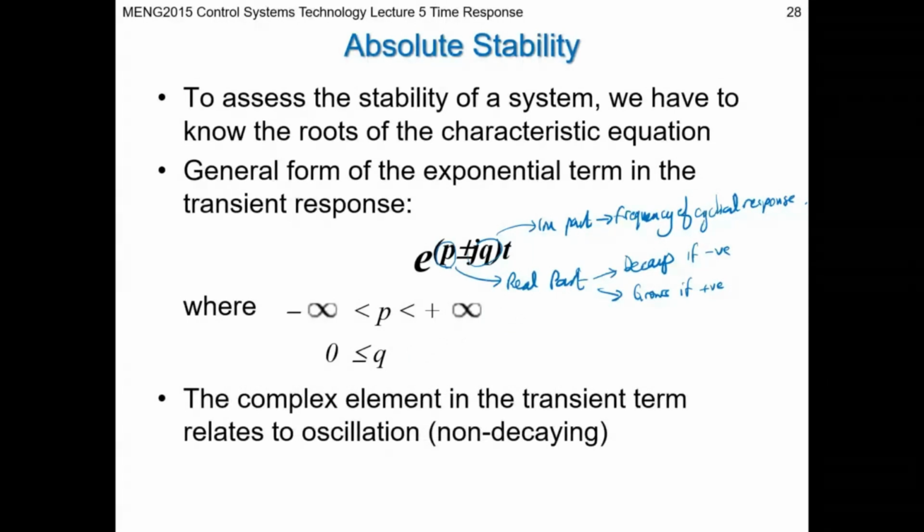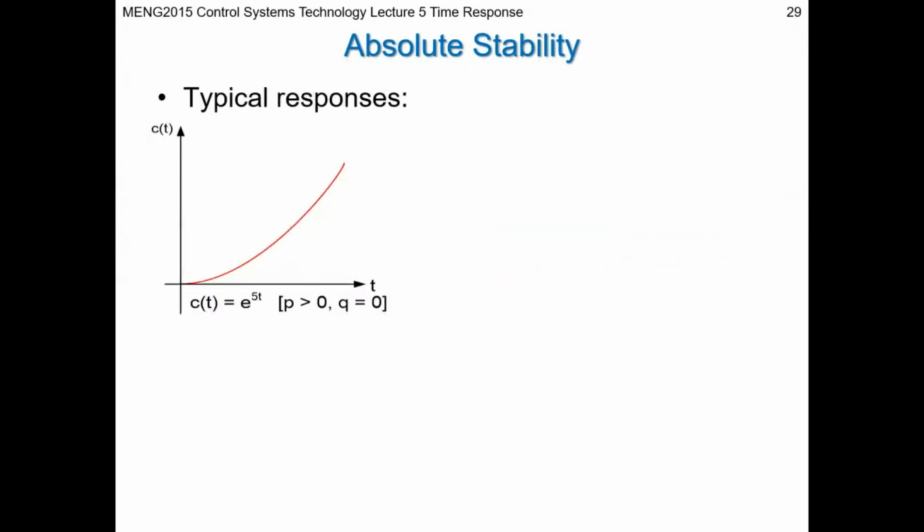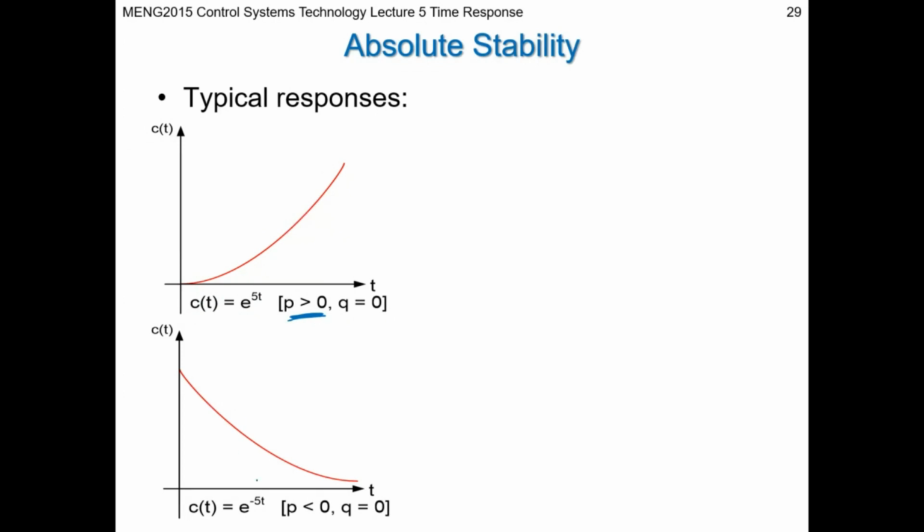Well, the complex element in the transient term relates to the oscillation, the non-decaying part, and the real part determines the decay. So we can look at typical responses here. If we have a positive p, like p is greater than 0, so our real part is positive, e to the 5t, what we just saw in our step response is going to happen. It's going to grow to infinity. If we have a negative exponential here, because p is less than 0, then it's going to decay.